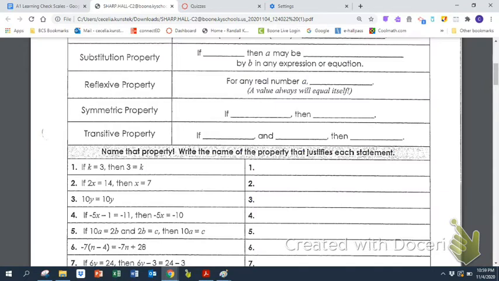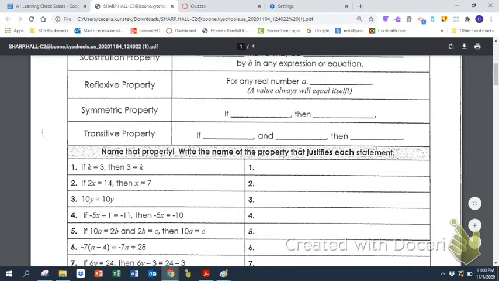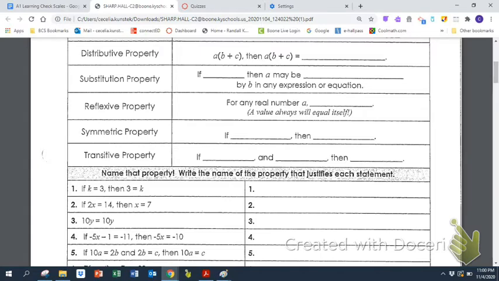So the next one is substitution property. And we say that if A is equal to B, then A may be replaced by B in any expression or equation.